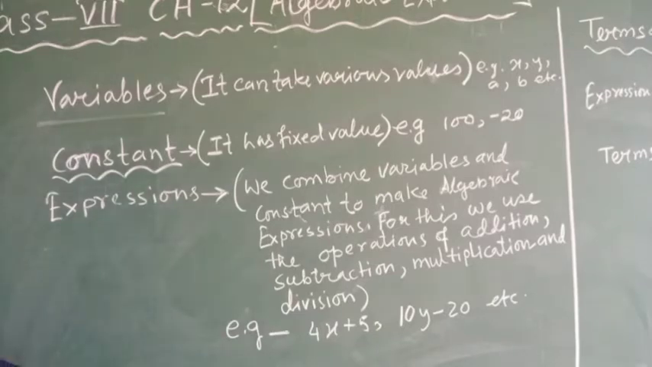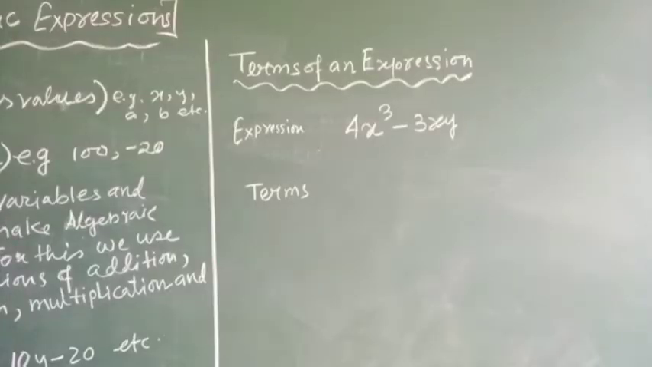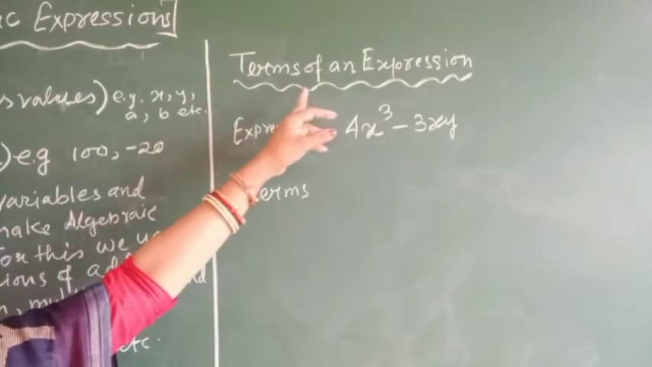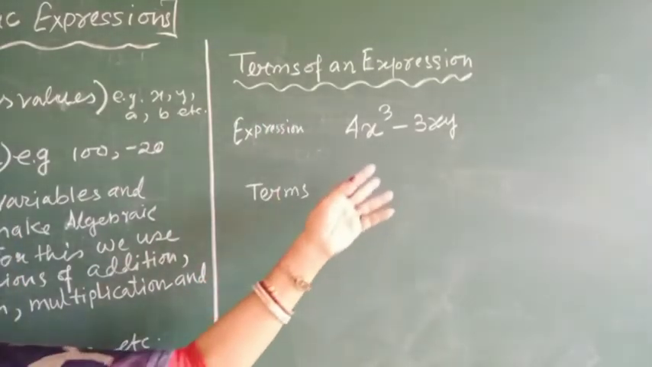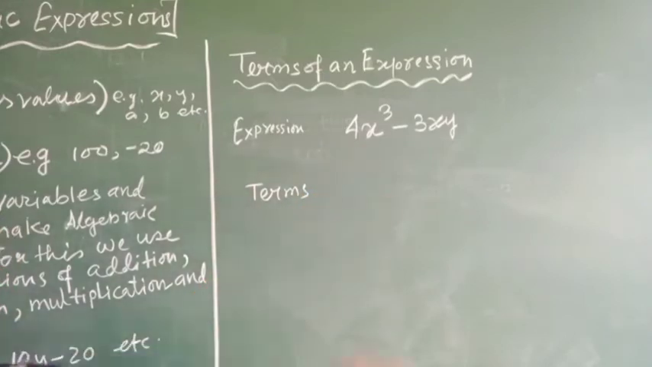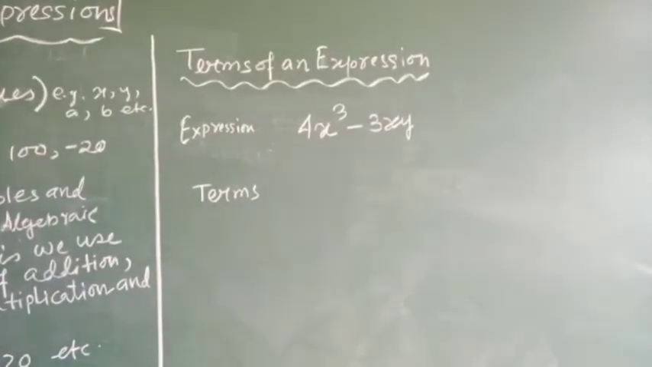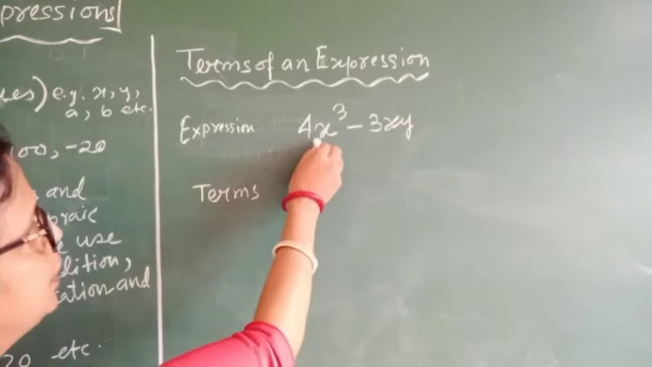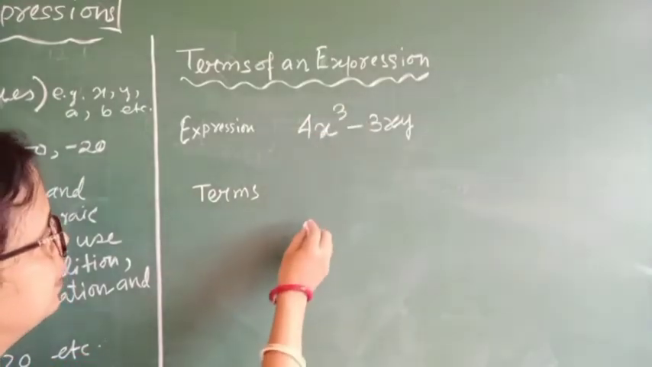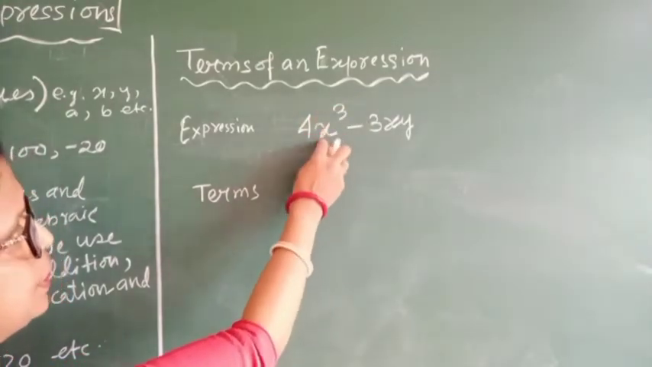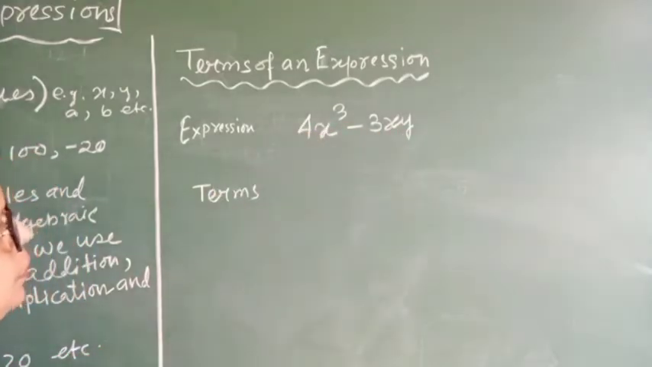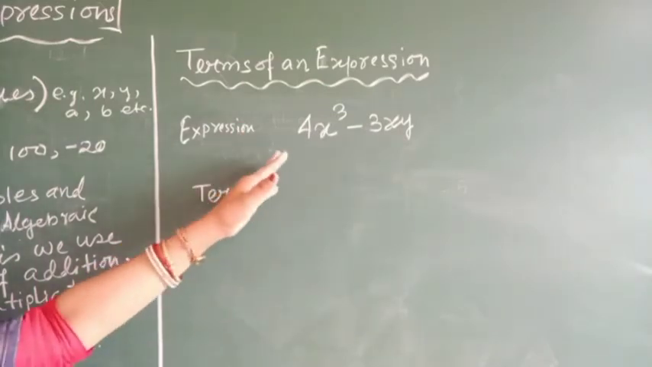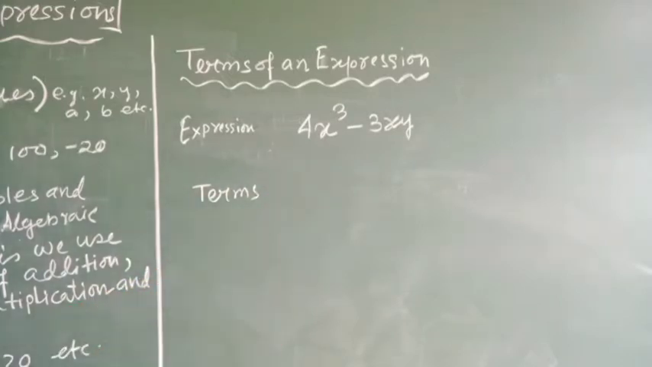Let's start with it. Now come to this expression. We will find the terms and their factors from one expression, part by part. Say one expression is 4x cube, where x is multiplied 3 times, 4 into x into x into x, minus 3 into x into y. This is an expression, and from this expression we will find all the terms.